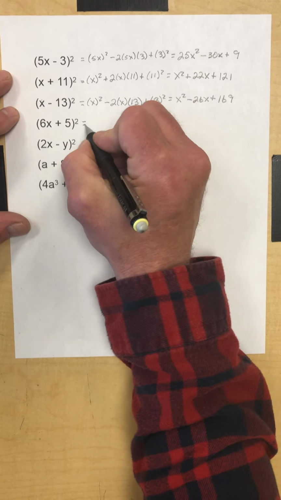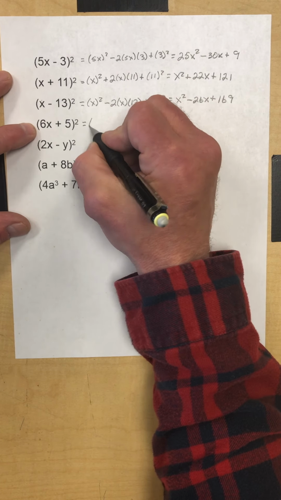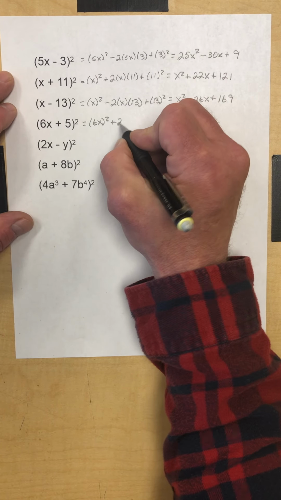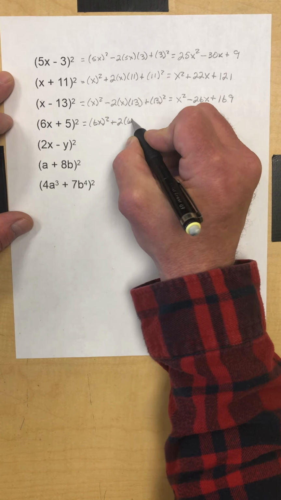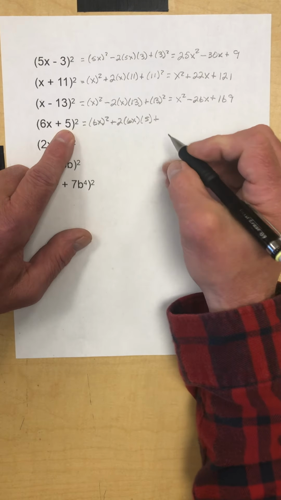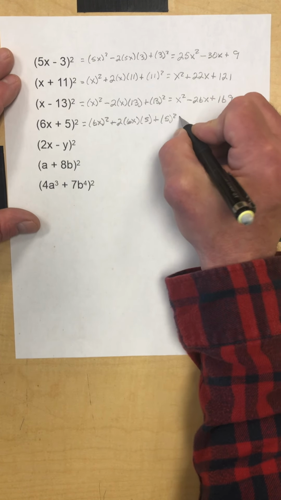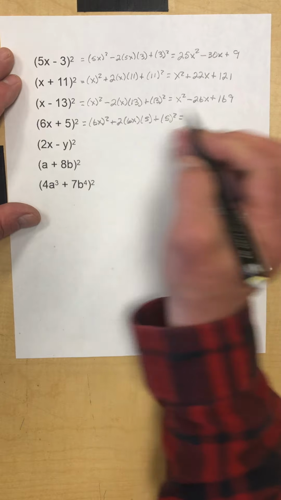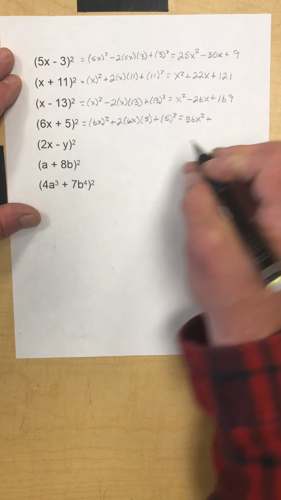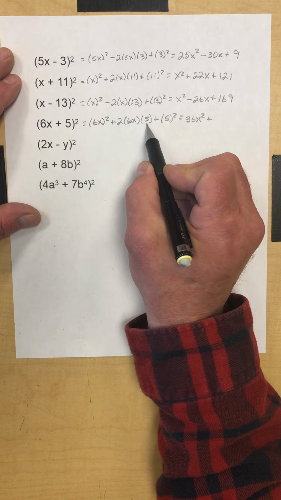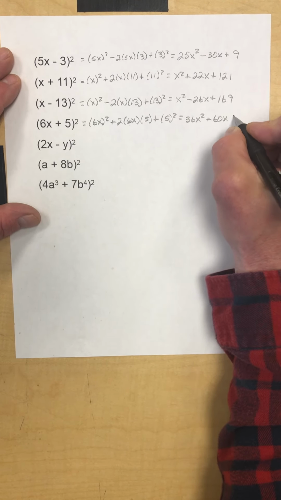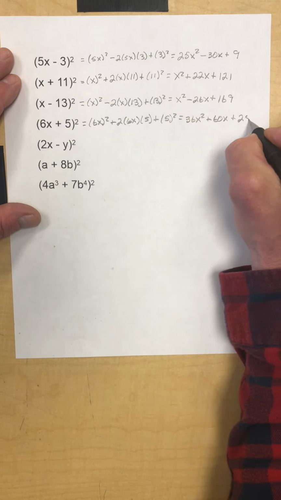Okay, let's see. Take the first term and square it. Remember, you got to square everything. Bring the sign over for the middle term. Middle term is 2 times the first term, which is 6x, times the second term, which is 5, plus, always plus, second term squared. And then simplify. Okay, when we square 6x, we're going to get 36x squared. Bring the plus over. Let's see, 2 times 6x times 5. Well, 2 times 5 is 10, times 6 is 60, so we get 60x. Plus 5 squared is 25.